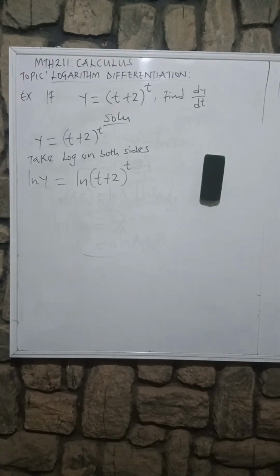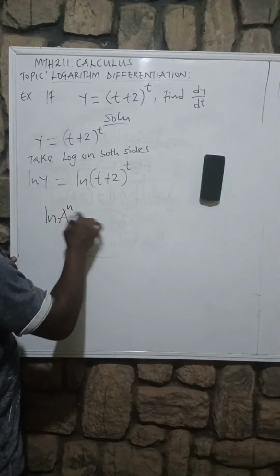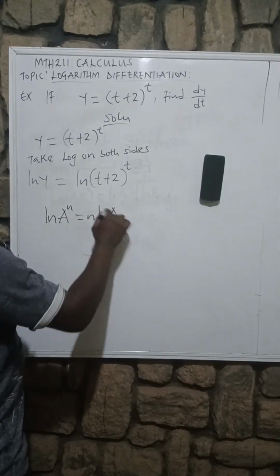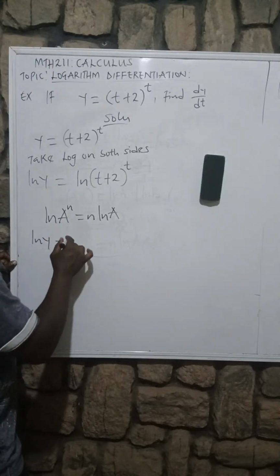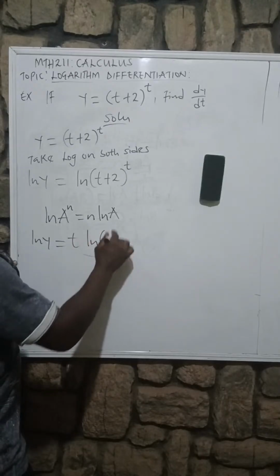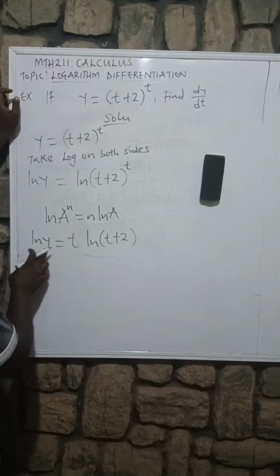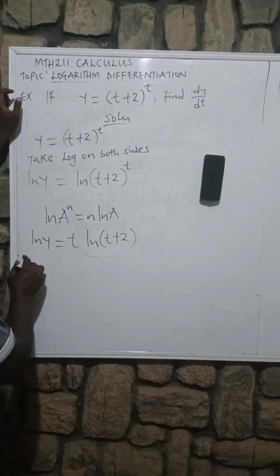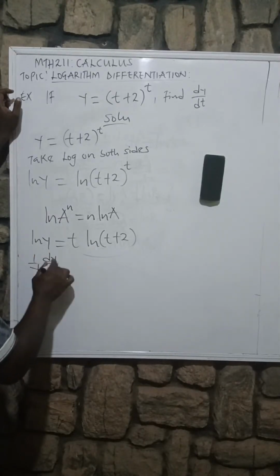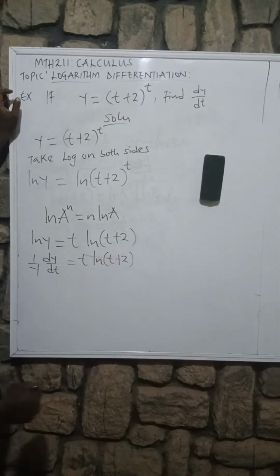The applicable law here is the third law. It says that if we have ln of a raised to the power of n, this is the same thing as n ln a, true or false? So it means we are going to have ln y is equals to t ln(t + 2), right? Okay, so when we differentiate ln y, what do you suppose to have? You're supposed to have 1 all over what? y, true or false? But we are differentiating with respect to t, so here will be 1 over y dy/dt equals to t ln(t + 2), right?